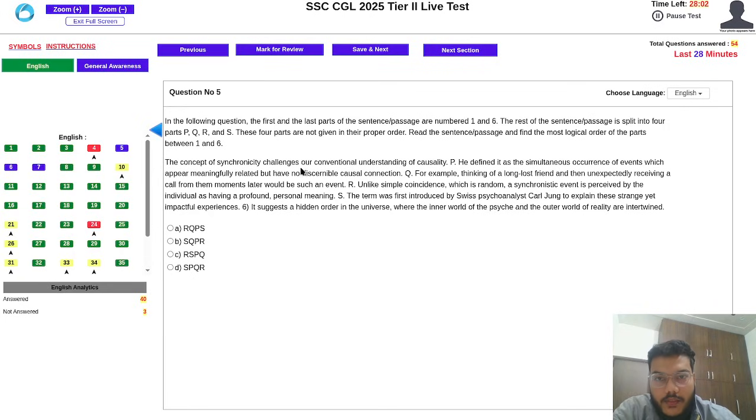The concept of synchronicity challenges our conventional understanding of causality. He defined P से नहीं होगा, Q से नहीं होगा. S से नहीं होगा, R से होगा. Unlike simple coincidence, which is random, a synchronistic event is perceived by the individual as having a profound personal meaning. For example, thinking of a long lost friend and then unexpectedly receiving a call from them moments later would be such an event.